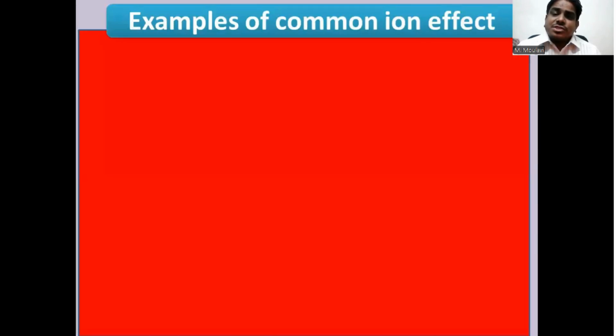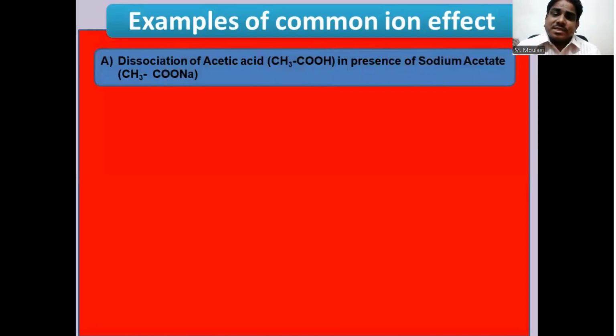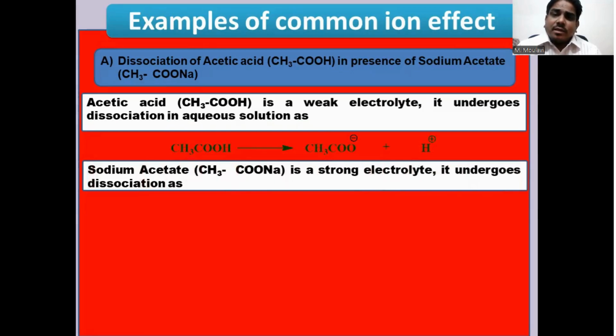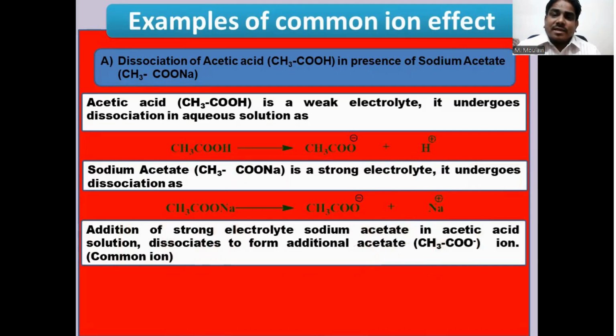First is the dissociation of acetic acid in presence of sodium acetate. The acetic acid is a weak electrolyte. It undergoes dissociation in water as acetate anion and the H plus ion. Sodium acetate is a strong electrolyte. In water, it undergoes dissociation as the acetate anion and the sodium ion. So in that dissociation, the concentration of acetate ion increases. It is a common ion.